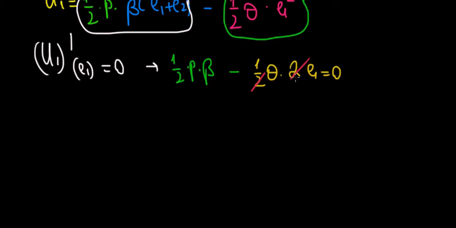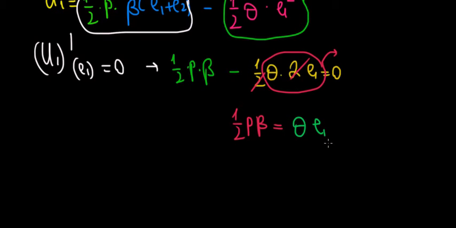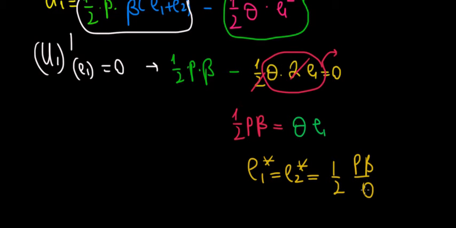We have 2 and 2, so we have 1/2 P times beta equals theta times E1. We take this to the other side, meaning we will have theta times E1 over there. Let's divide both sides by theta to find the optimal effort level, which is the same as the other guy's because of the symmetry: 1/2 P beta divided by theta.